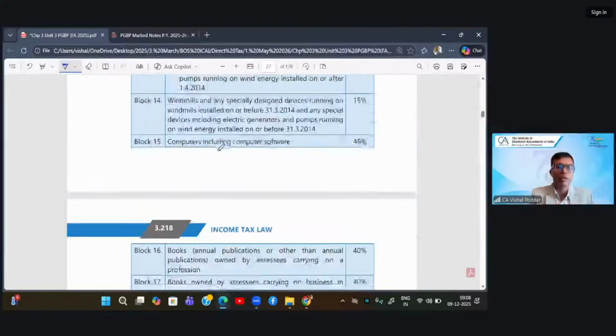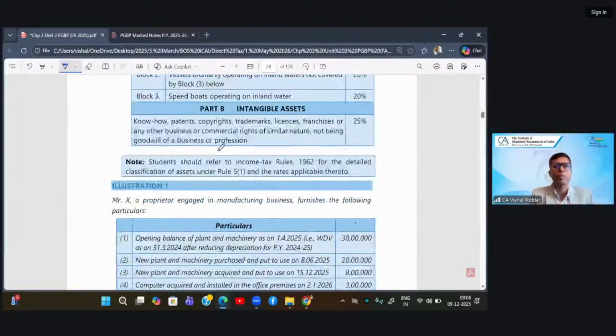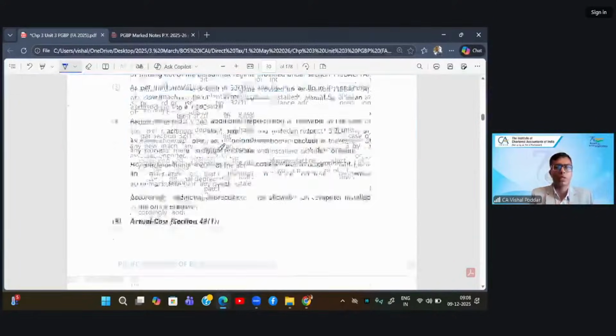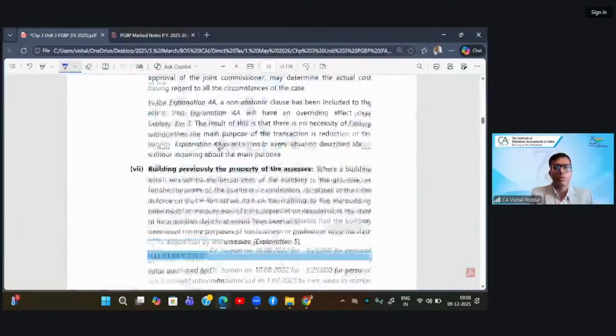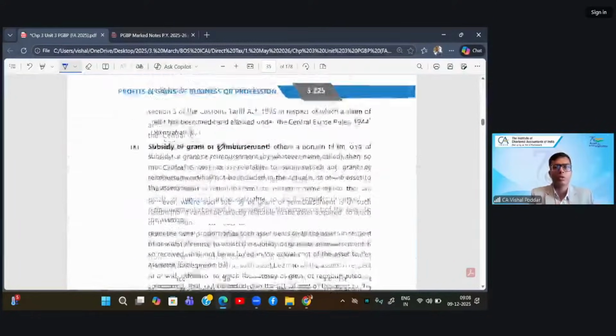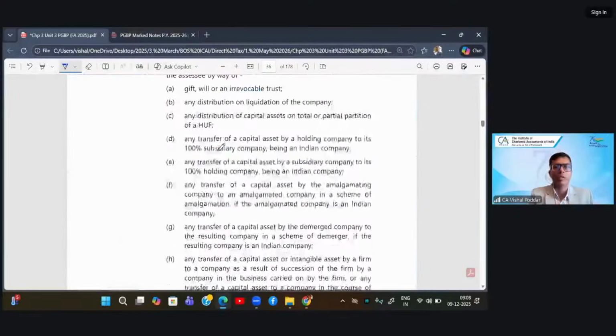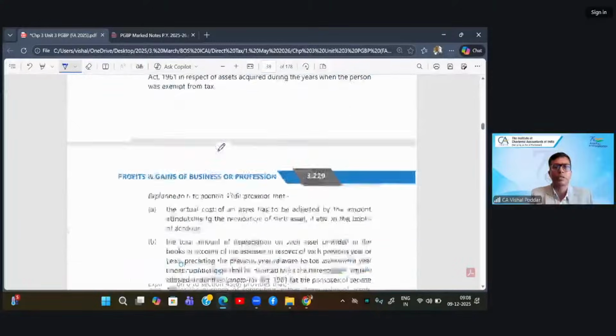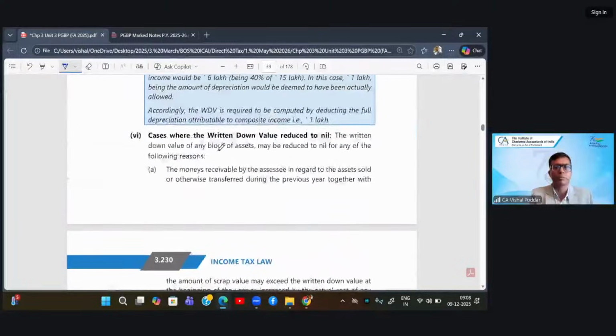So these are the rates of depreciation. You need not learn them. I repeat, you need not learn them. They would be given in the exam. So now this remaining part is relating to the practical aspect of depreciation, which we will study in the next class when we do depreciation.